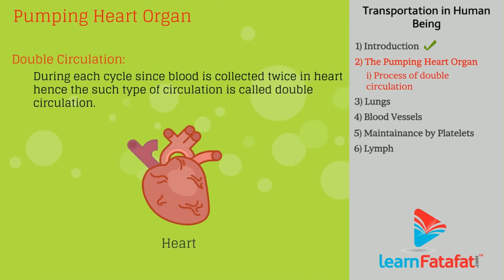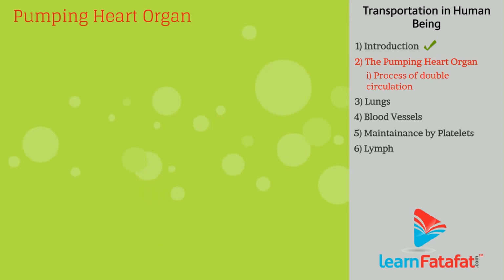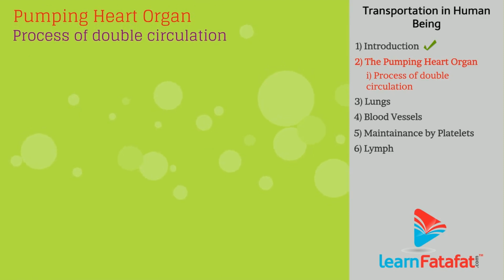During each cycle, since blood is collected twice in heart, hence such type of circulation is called double circulation. Process of double circulation.